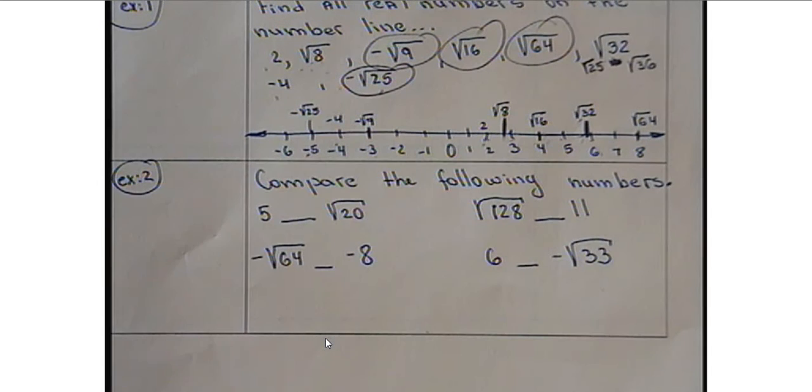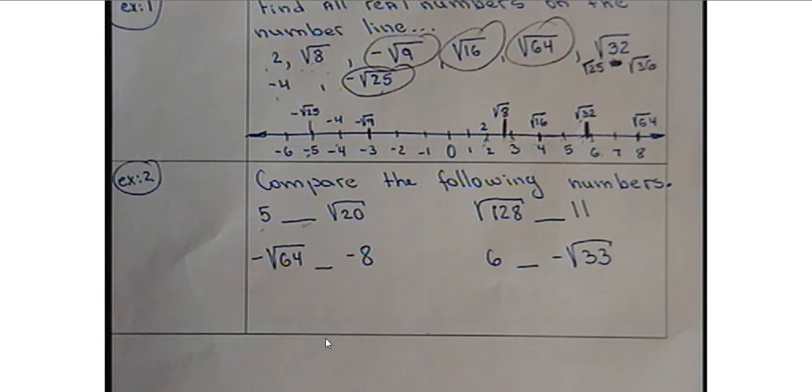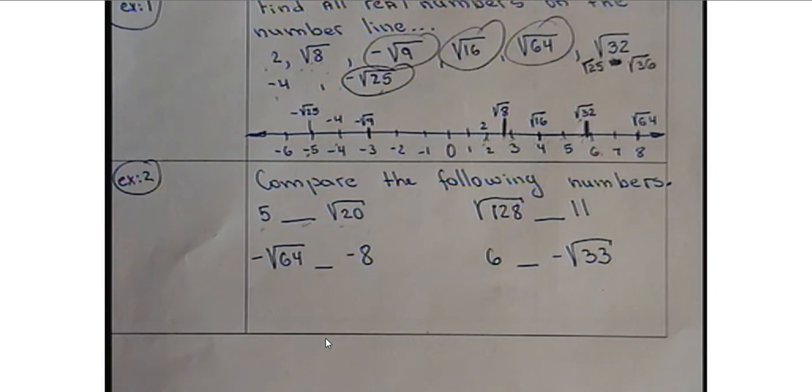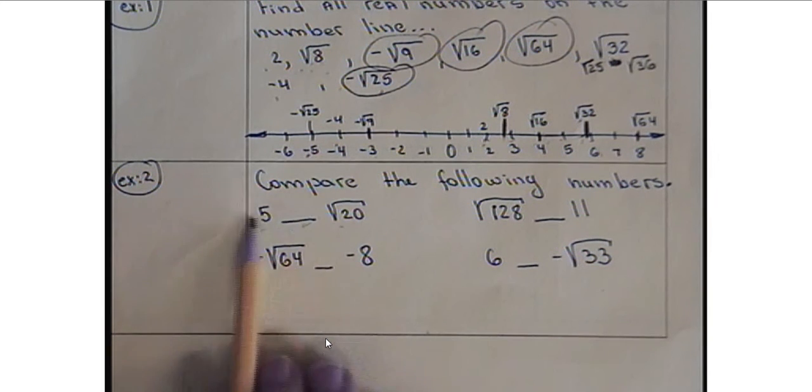Another example could be compare the following numbers. So is 5 greater, equal, or less than square root of 20? Well, if this is not a perfect square, let's think about what will be the two perfect squares between, and kind of decide which one of those two will be greater.